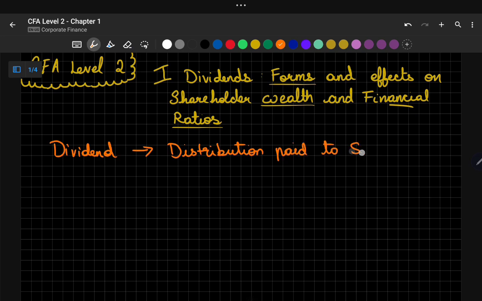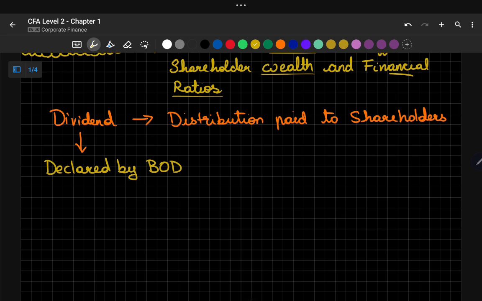So, who declares dividends? On behalf of the company, the dividends are declared by the board of directors. Once dividends are declared, the dividend payment may or may not require shareholder approval.